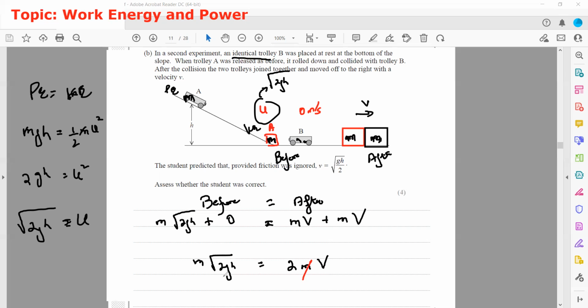m is common on both sides, so we can cancel m with m. When we simplify, the square root of 2gh is equal to 2v. The 2 is multiplied on one side, so on the other side it will be divided: the square root of 2gh divided by 2 is equal to v. So you can see the final speed at which the two trolleys will move together is given by the expression square root of 2gh divided by 2.